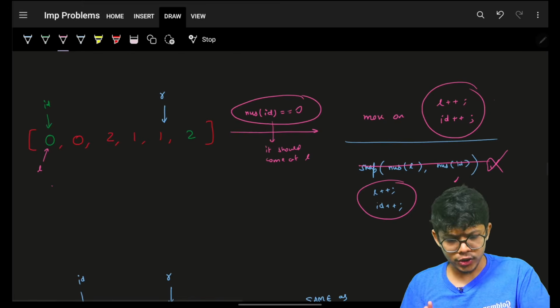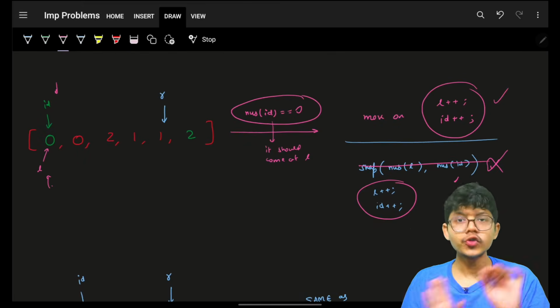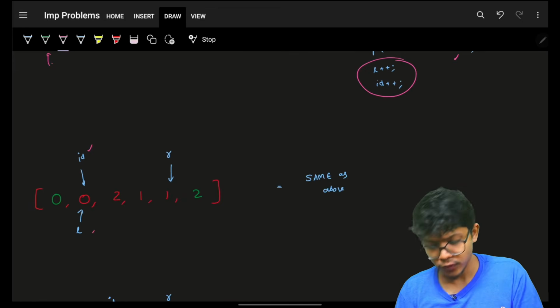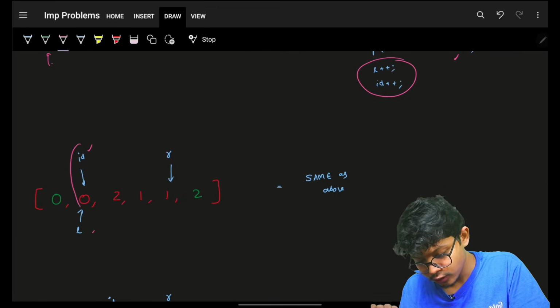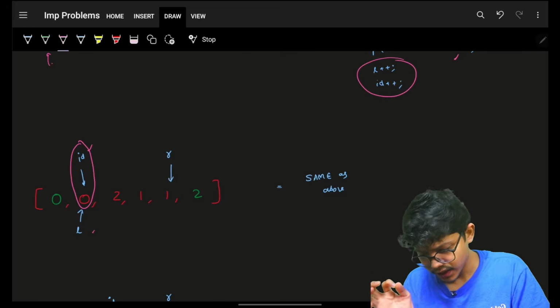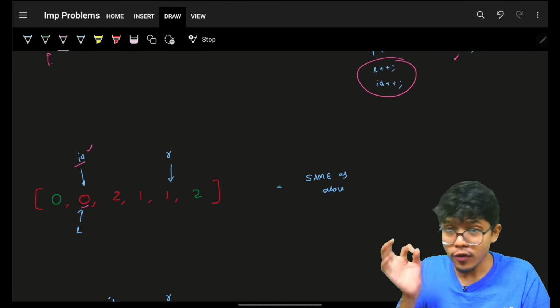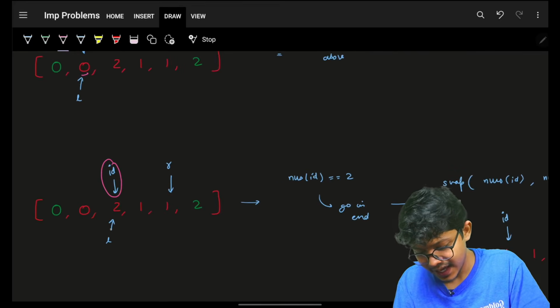But still you realize, okay, ID and L both will move. Okay, ID and L both move. Again, ID is 0. So ID's responsibility is to bring that thing to L. Okay, I will bring this 0 to L. Okay, it's already at L. No worries. Move both ID and L.